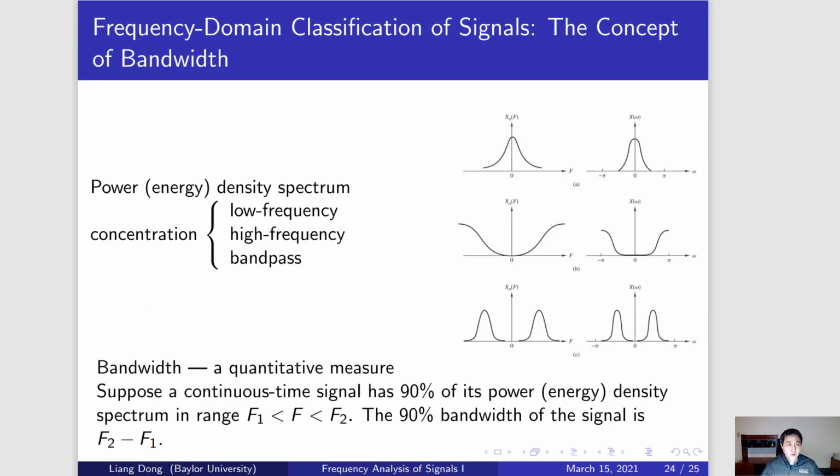Finally, let's look at the frequency domain classification of signals, and we introduce the concept of bandwidth. Because we have a density spectrum, whether it's a power density spectrum or an energy density spectrum, whether your signal is periodic or aperiodic, we can use this to examine if my signal has a concentration of energy at the low frequency portion, high frequency portion, or bandpass, which is within a certain frequency range.